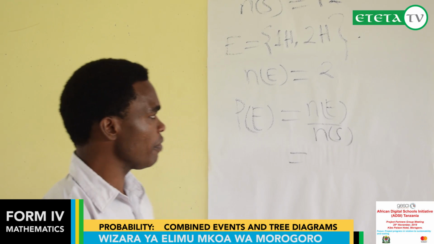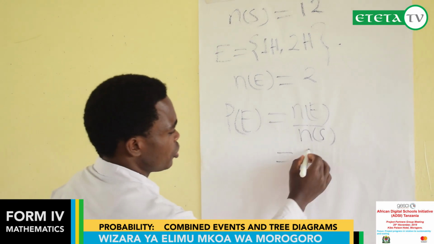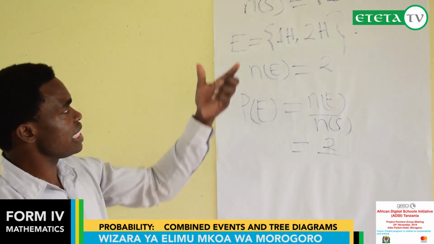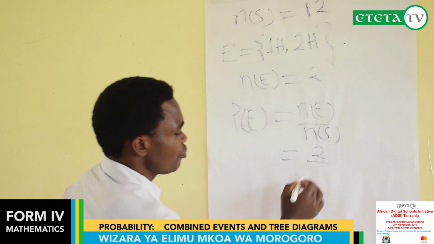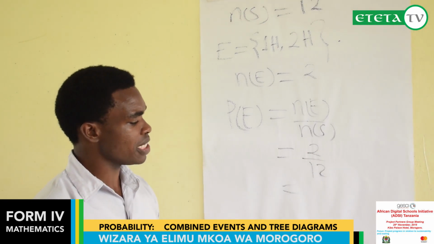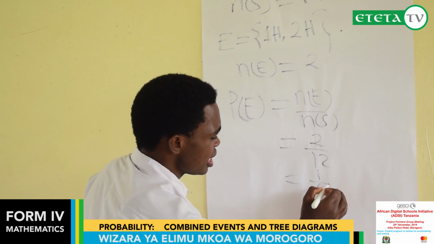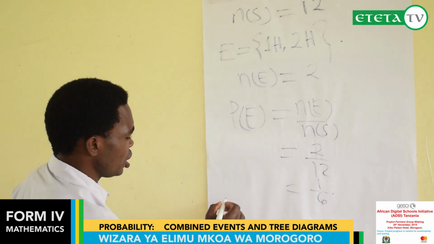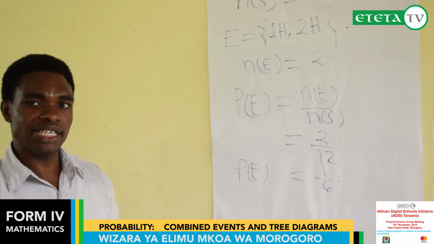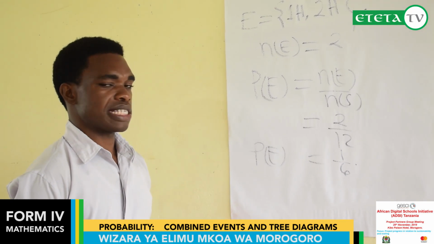But what is the number of events? In our case here, the number of events is 2. So it will be 2 over the number of sample space. The number of sample space is the total outcomes, which is 12. Then try to simplify, since 2 and 12 can both be simplified by 2. If you simplify here, you get 1 over 6. Then the probability of getting a head and a number less than 3 will be equal to 1 over 6.